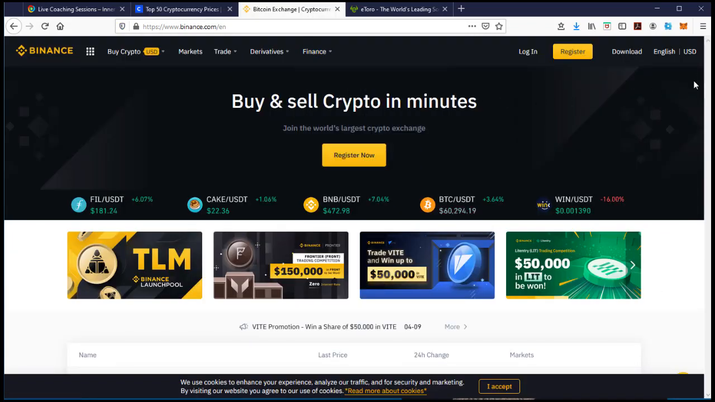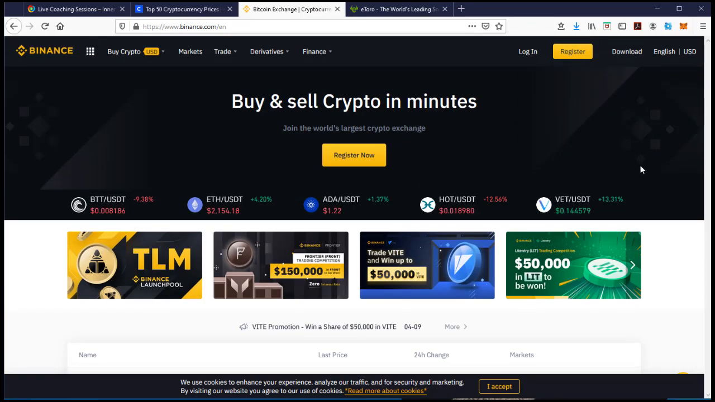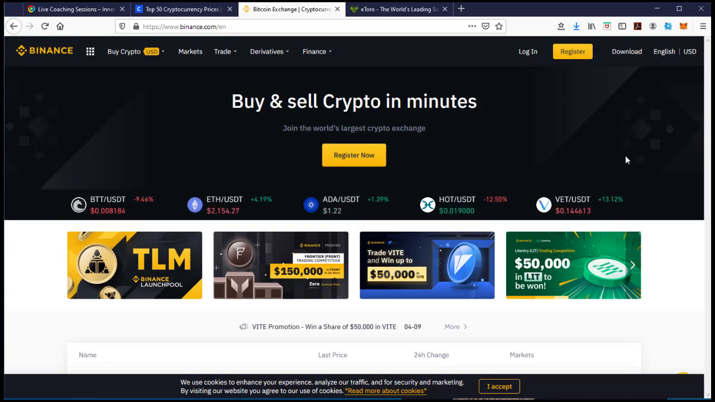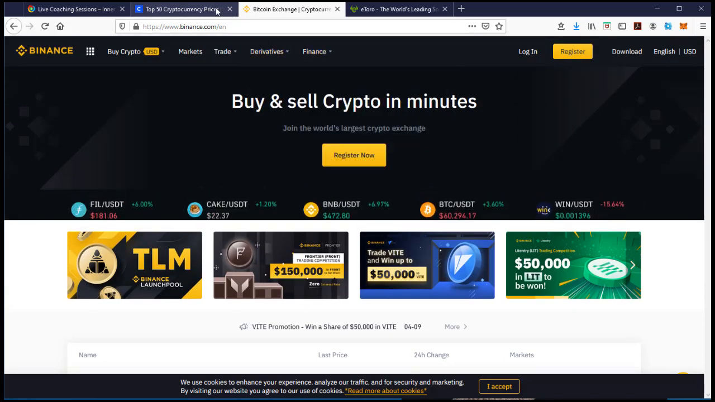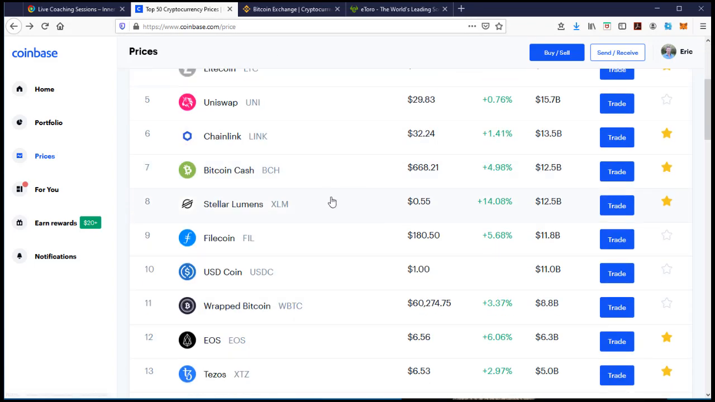Binance, maybe they do some as well, but they also have a lot of the lesser known, perhaps less reliable cryptocurrencies available. So again, more risk, but potentially more reward. Let me give you an example.